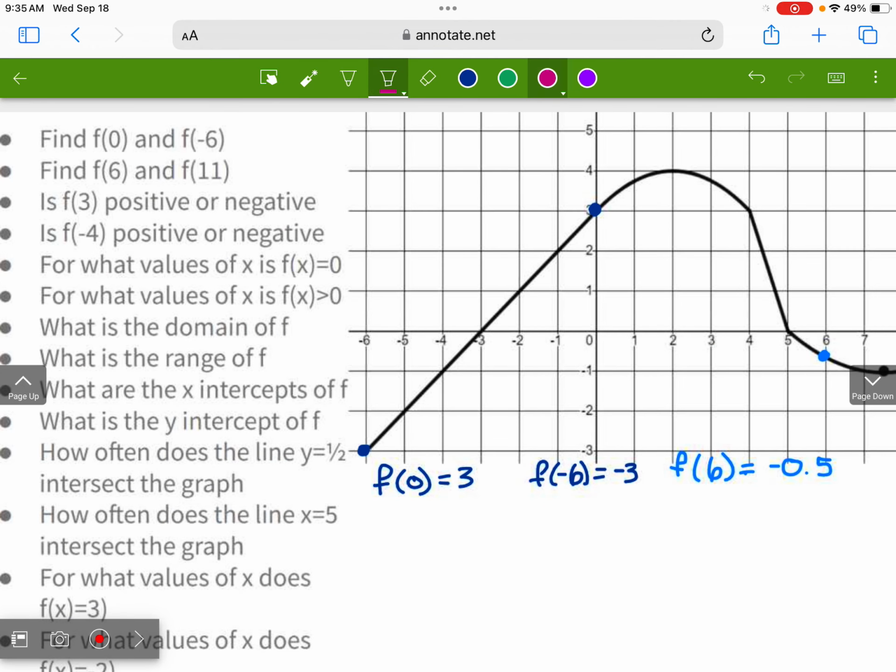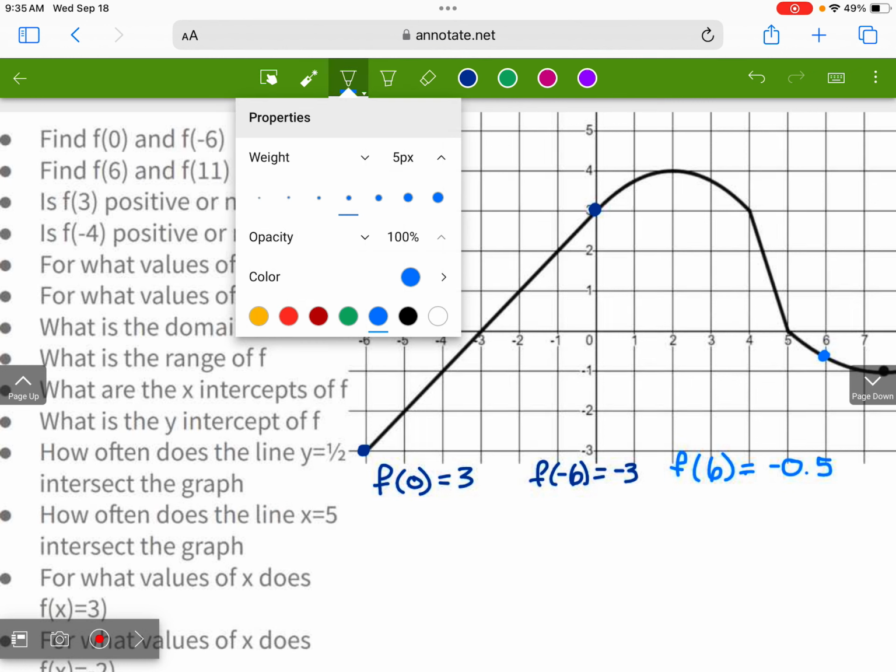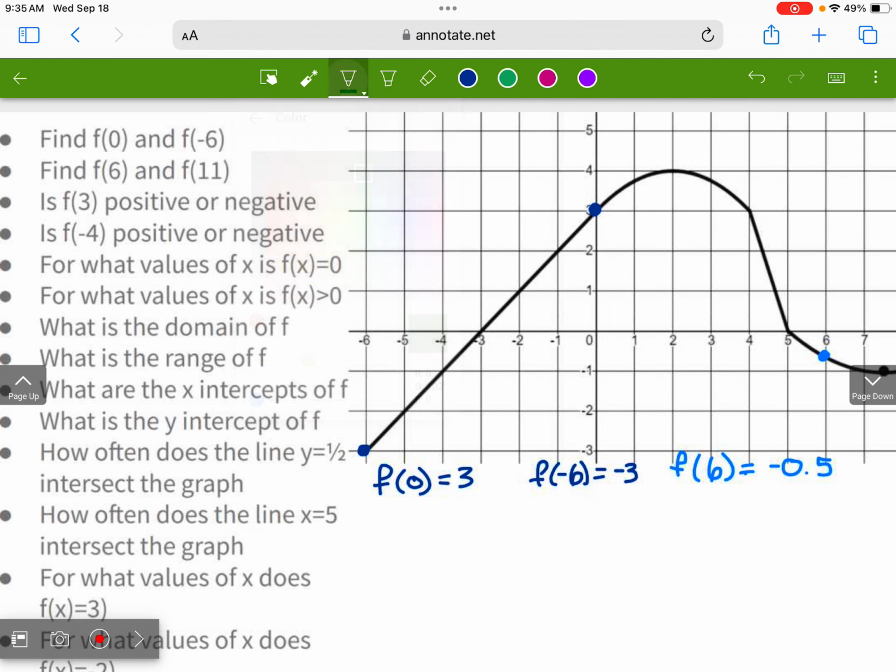So then they're going to ask us a couple of kind of strange questions because they like to be a little weird. Is f of 3 positive or negative? Positive, because it's way up here. So f of 3 is positive. That was this guy right here. Is f of negative 4 positive or negative? Negative. That's this guy down here. My y value would be negative, so that was going to be negative.